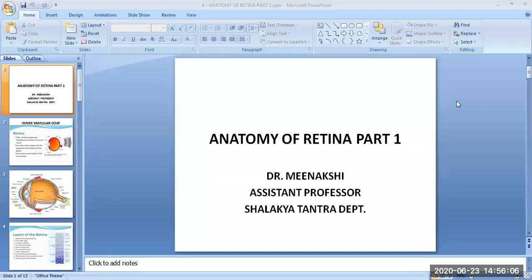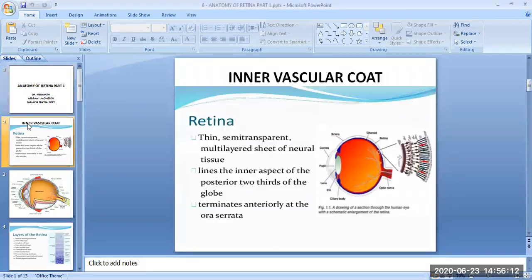Today in this session we will discuss the anatomy of retina. So we have three coats of the eyeball. The inner vascular coat is called the retina. It is the thin, semi-transparent, multi-layered sheet of neural tissue. It lines the inner aspect of the posterior two-thirds of the globe. It terminates anteriorly at the ora serrata.